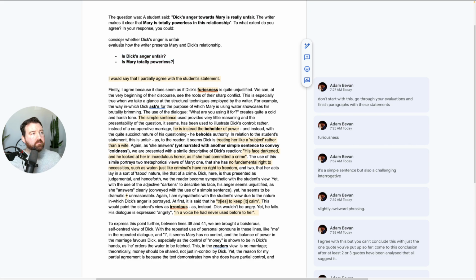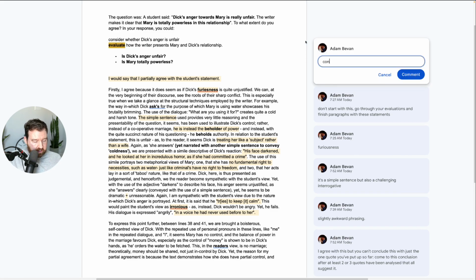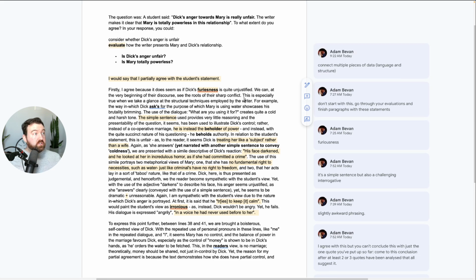Now, for evaluation, what you need to make sure you're doing is you're trying to connect multiple pieces of data effectively. And by data, obviously, I mean language and structure. And I think overall you did a pretty good job of that. I did have a read of this ahead of making this video, as you can obviously see.